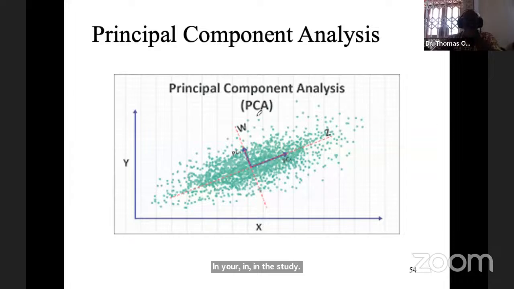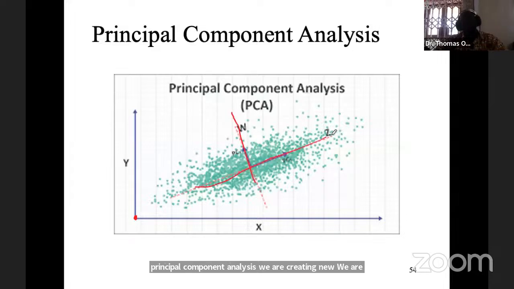So principal component analysis can also be looked at as changing the coordinate system. We have our normal XY coordinate system, and with principal component analysis, we are creating new coordinates. So we are actually creating new axes.